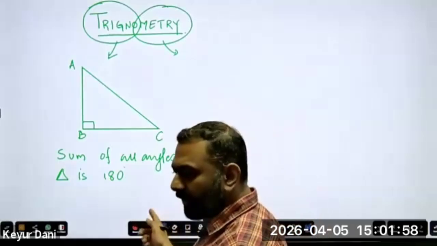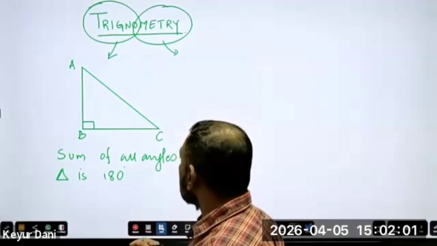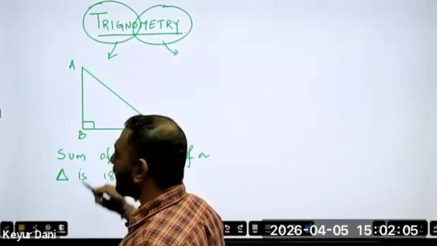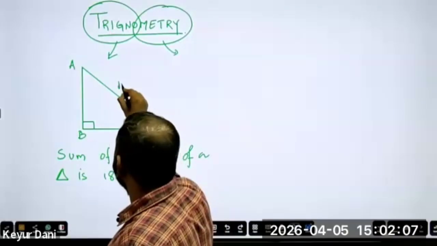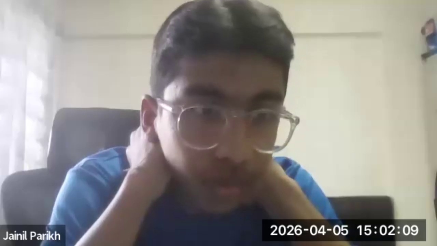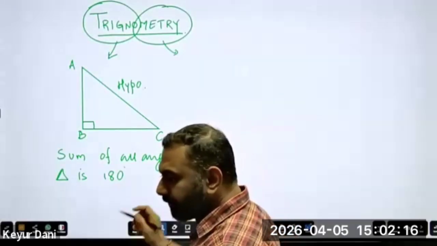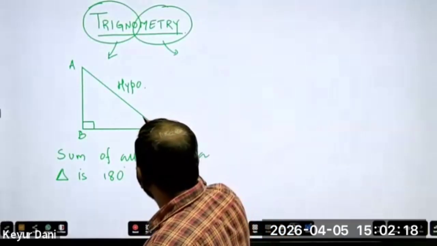So the sum of all angles of a triangle is 180 degrees. All right. One of the sides, the one opposite to 90 degrees, is called the hypotenuse. In a right angle triangle, the side opposite to 90 degrees is called the hypotenuse side. All right.